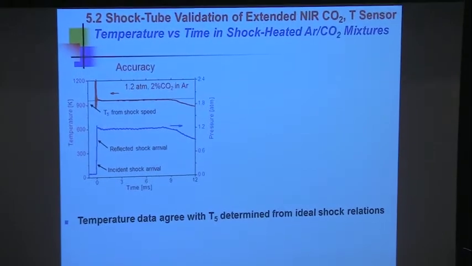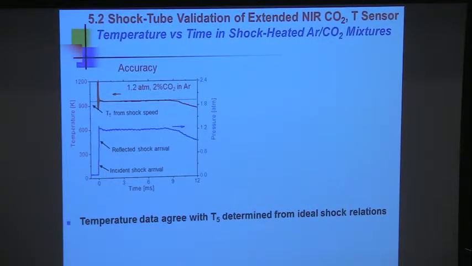Now I'm going to show you how well this works. This is an experiment in which we have, in the test gas condition, about 1 atmosphere, 2% CO2 and argon. And this is now plotted versus time. This blue is the pressure. At our measurement location, which is 2 centimeters from the end wall, we see the arrival of the incident shock wave and then the arrival of the reflected shock wave, and then we see a constant pressure. So for about 9 milliseconds, we have a constant temperature and pressure environment to test our sensor.